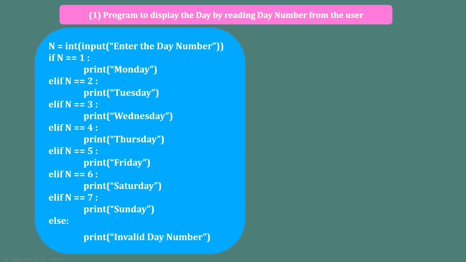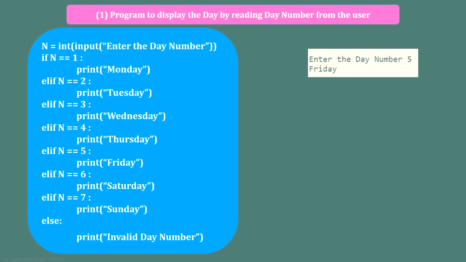In this way, we are checking the possible values of n from 1 to 7 to display the corresponding day value, Monday to Sunday. Suppose the user gives a value beyond 1 to 7. It should be handled with the help of the else block. Under else, we give the statement as invalid day number to indicate to the user that the number entered is not a valid number.